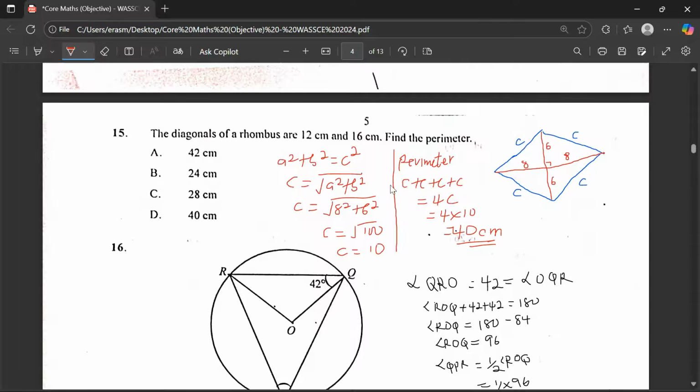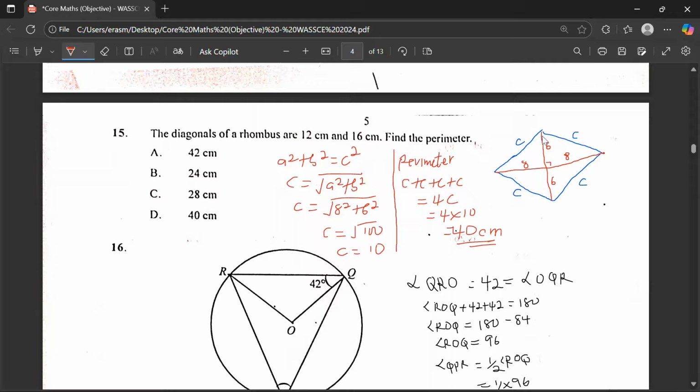Now, the diagonals of a rhombus are 12 centimeters and 16 centimeters. Find the perimeter. So this is a rhombus, and they are saying the diagonals of a rhombus are 12 centimeters and 16 centimeters. So the longest one is 16 and the shortest one is what? 12. So we have the longer diagonal and then the shorter diagonal.